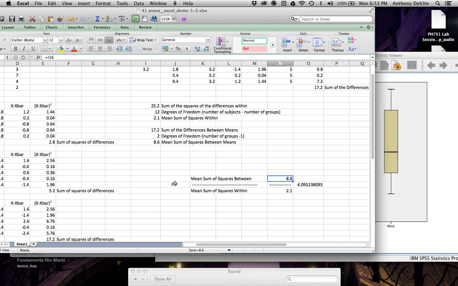So what is F? What's the statistic F, the analysis of variance? What do we calculate it to be? Well, we calculate it to be 8.6 over 2.1, or 4.09. Okay, so now when we were dealing with the t-test, what did we use to determine whether our statistic was large enough to reject?